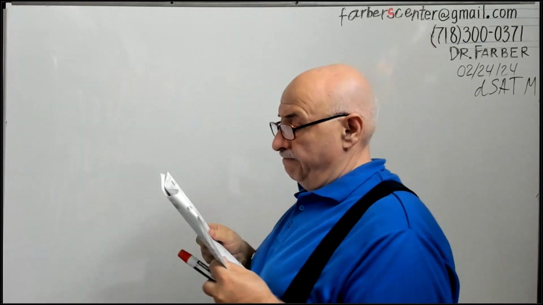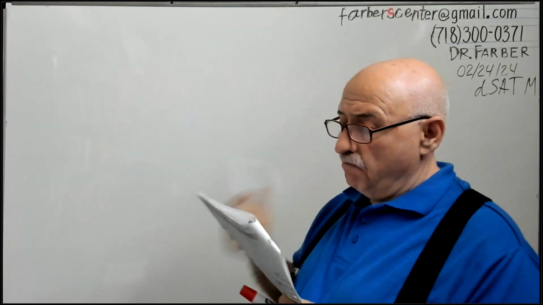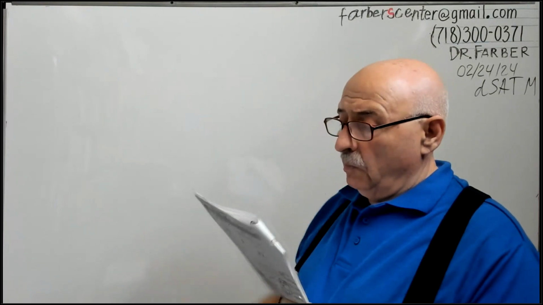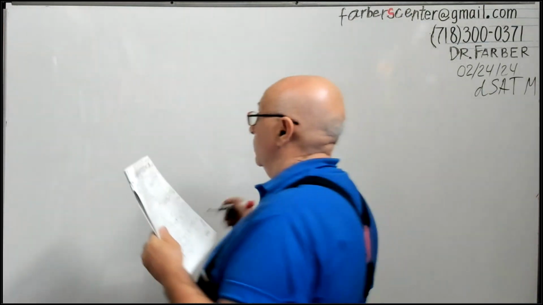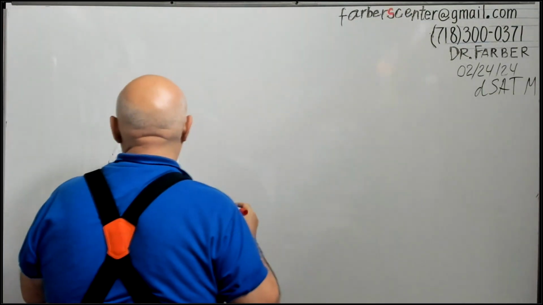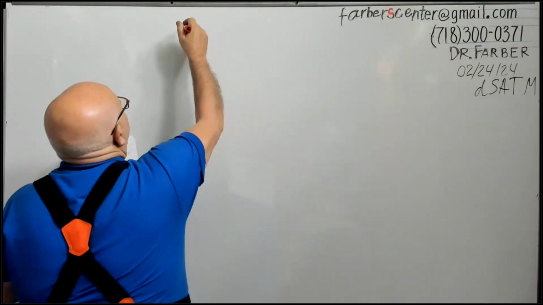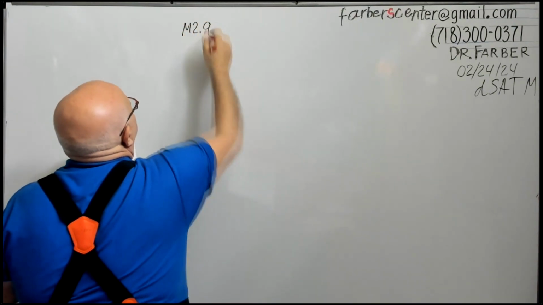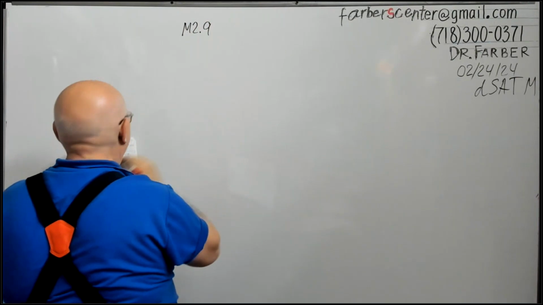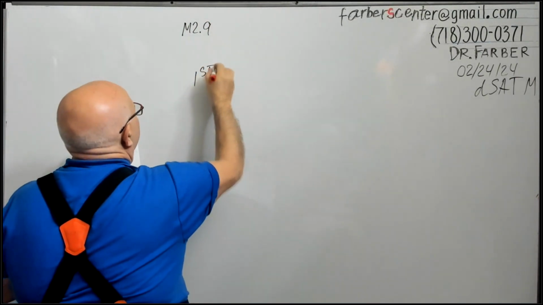In number 9, they give a table. Let me schematically do this. So this is module 2E, 9. And you have a table. The first measurement and the second one.